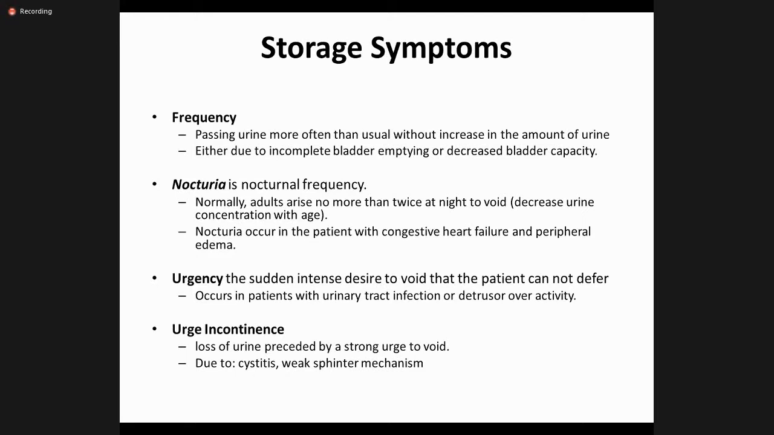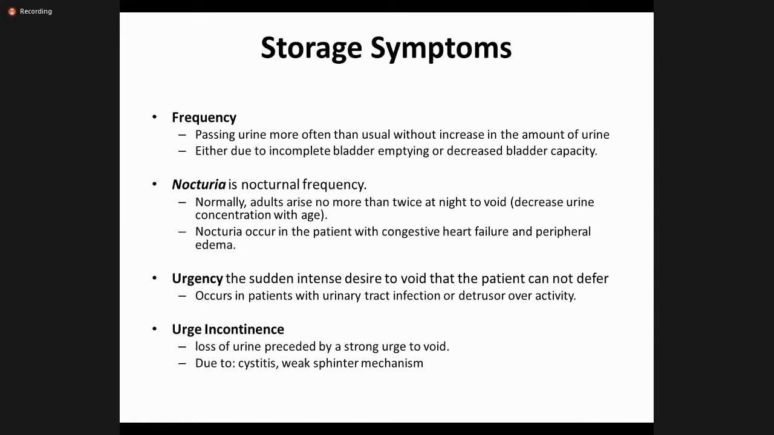What is nocturia? Nocturia is nocturnal frequency. Normally an adult rises no more than twice at night to void. This is due to decreased urinary concentration with age. But in nocturia, the patient goes to the washroom more than twice at night. This is called nocturia.